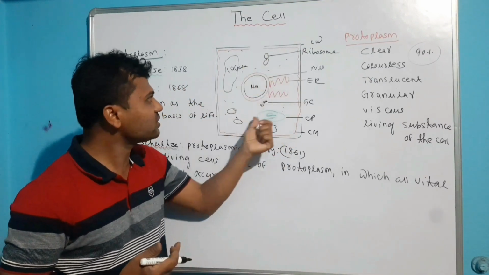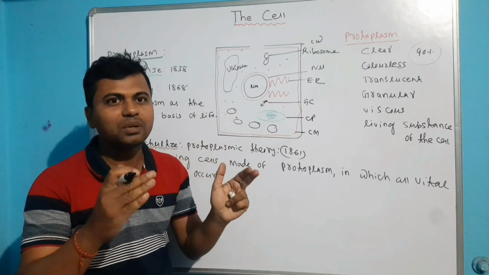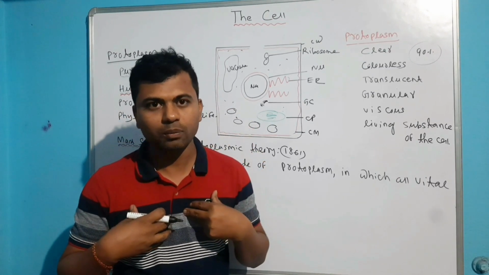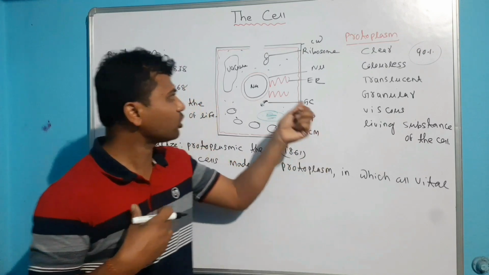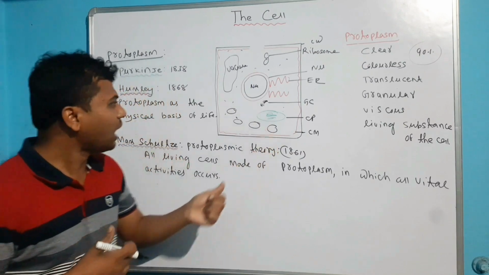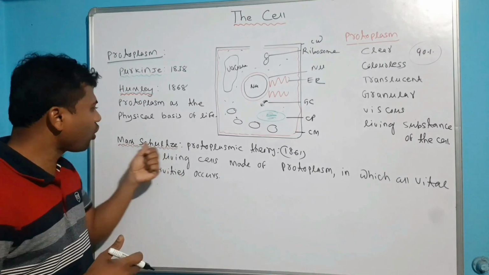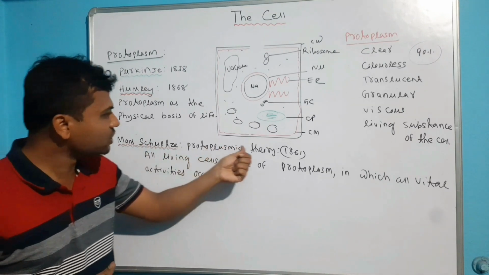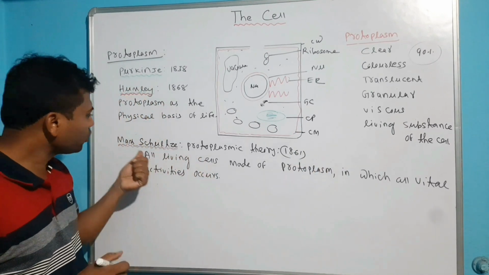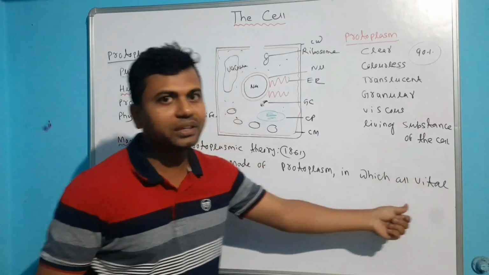Actually, life exists in the protoplasm. That's why we say protoplasm is the physical basis of life. We do not have a single life. The number of lives in our body is equal to the number of cells, because life exists inside the cell. And to justify the role of the protoplasm, Max Schultze proposed the protoplasmic theory in the year 1861. This theory states that all living cells are made up of protoplasm in which all vital activities occur.